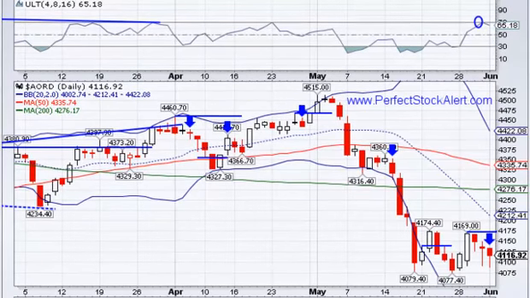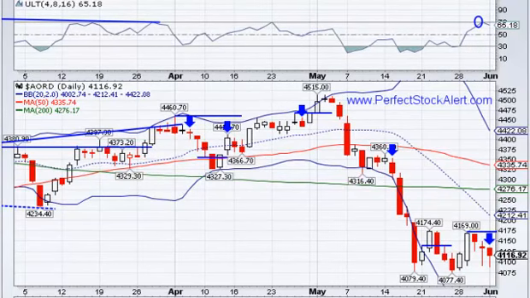Today is Friday, June 1st, 2012, and as we do every Friday, we'll be going over the 18 major global markets that we track at PerfectStockAlert.com so that you know everything that I know moving into the week ahead. Right now, the main thing is to be looking for short opportunities, of course. You know that from watching any of the videos I've done for the past few weeks.